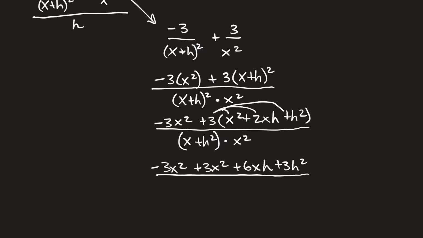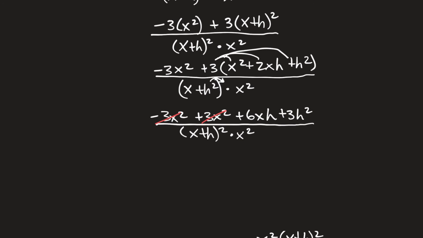all over x plus h. Oh, that little squared shouldn't be inside. That needs to be outside. So (x plus h), I'll fix it now, squared times x squared. Okay, now what we can do is we can see that these will cancel. And let's bring this up a little bit farther. I got some stuff to erase right there.